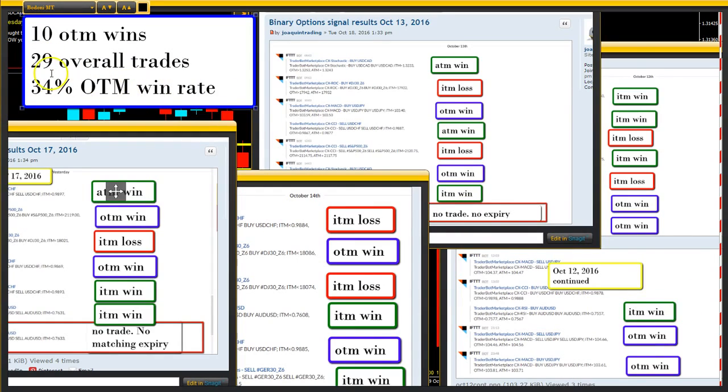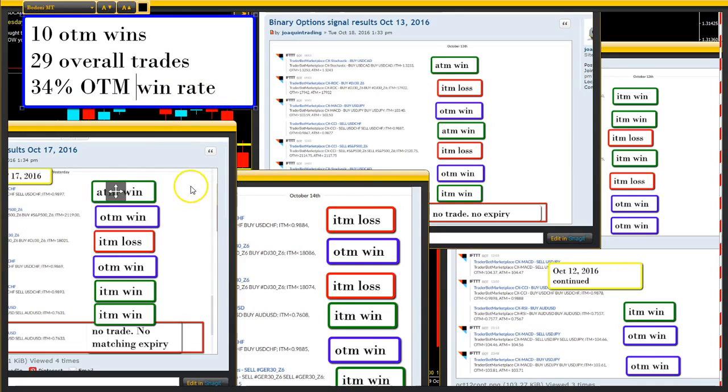34% OTM win rate just over the past 4 days. To get all the other statistics, just go on the forum there and look them up. Get out a pen and paper and write it down. We need statistics before we can go on with any of our trading. So we know there's 10 OTM wins, 29 overall trades, and a 34% OTM win rate.